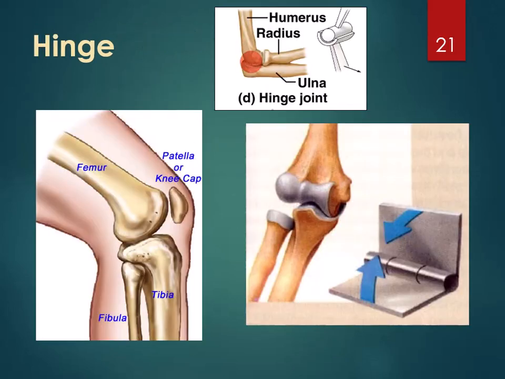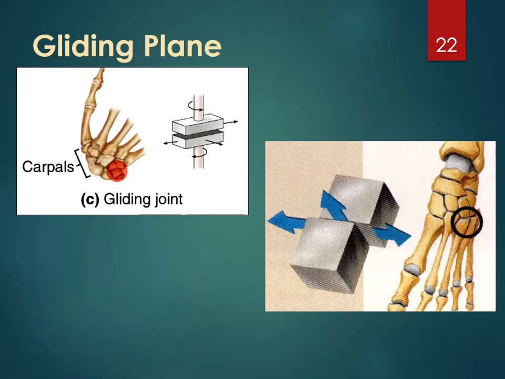A hinge joint is like a door. It only moves in one plane. Good examples are your elbow and your knee. Also, your finger joints are hinge joints. The main movements are flexion and extension. The next one is a gliding or sliding joint. These are your wrists and your ankles. Okay. Movement is back and forth or twist a little bit.